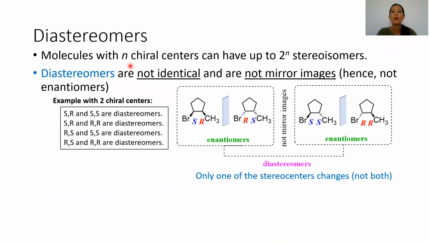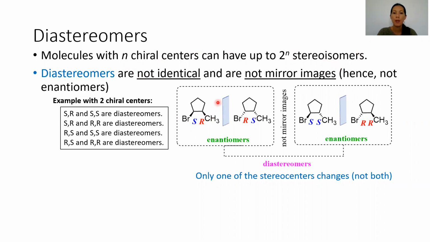Molecules with N, just some number of chiral centers, say 1, 2, or 3, can have up to 2 to the N stereoisomers. These diastereomers are not identical and they're not mirror images, so they're not enantiomers. So what's the relationship? We call them diastereomers.